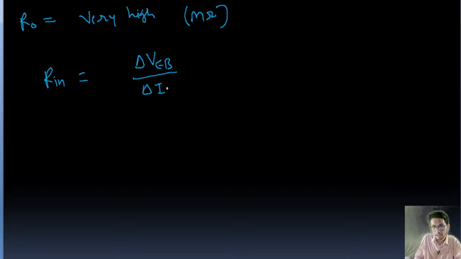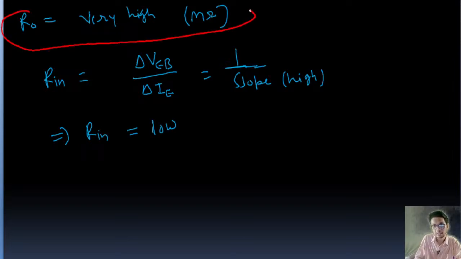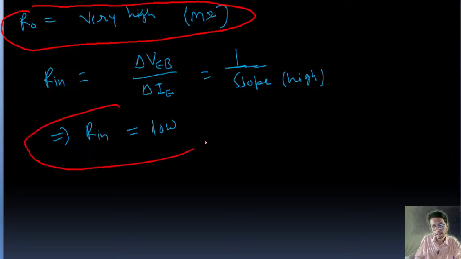And similarly R in, that is input resistance, is going to be delta VEB upon delta IE, and this is 1 upon slope, because slope is delta IE upon delta VEB. And this slope is high, guys. So this implies R in is low. This is a very important result. Input resistance is low and output resistance is high.